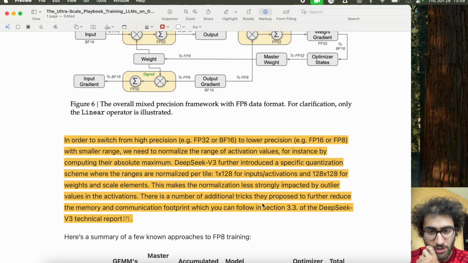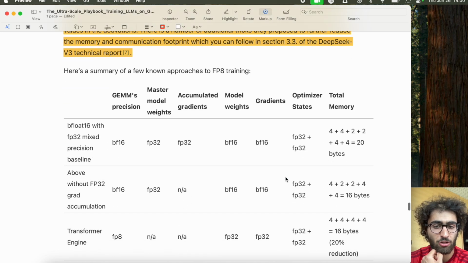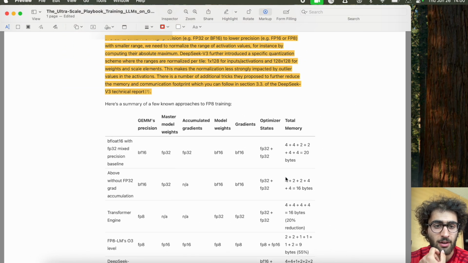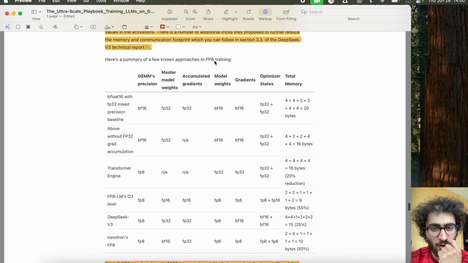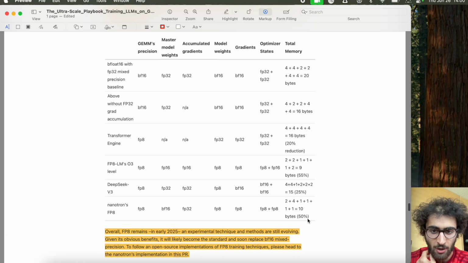And there's a number of additional tricks they proposed. So if you would like to, go check out section 3.3 of the DeepSeek v3 technical report. And in fact, here we have the summary of known FP8 training approaches with the amount of memory reduction achieved from the standard bfloat16 with FP32 mixed precision baseline, which takes 20 bytes per parameter. So we have to take into account the gradients, the model weights, optimizer state, as well as the master weights.